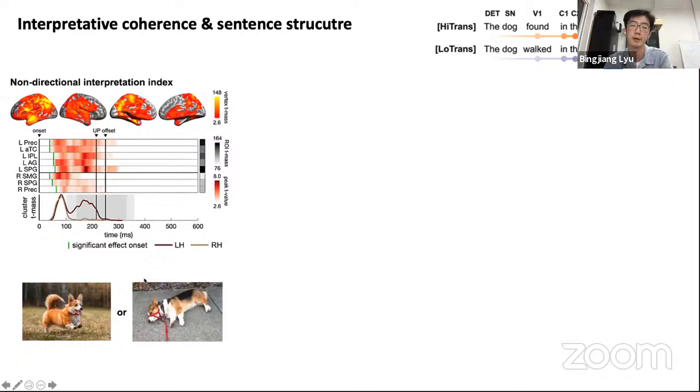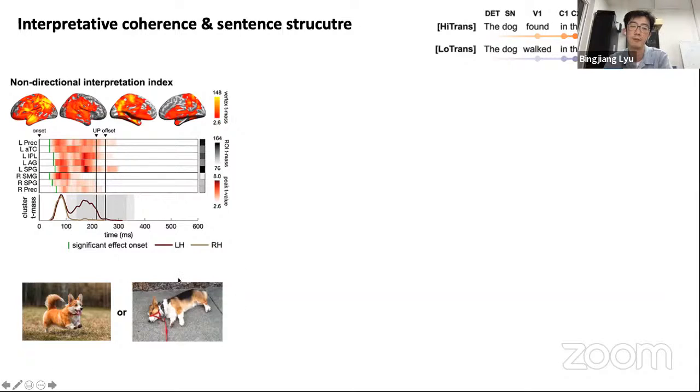So we derived a non-directional interpretive index. It unifies the active interpretation index and the passive interpretation index, and captures the interpretive coherence regardless of which one is preferred, no matter whether it's passive or active. We can see this non-directional interpretation index shows effects immediately after the main verb onset and disappeared upon the recognition point of the main verb. During this time period, a listener may reevaluate the interpretation held in mind because they realize that the sentence is not finished yet, no matter whether it's a passive interpretation or an active interpretation.